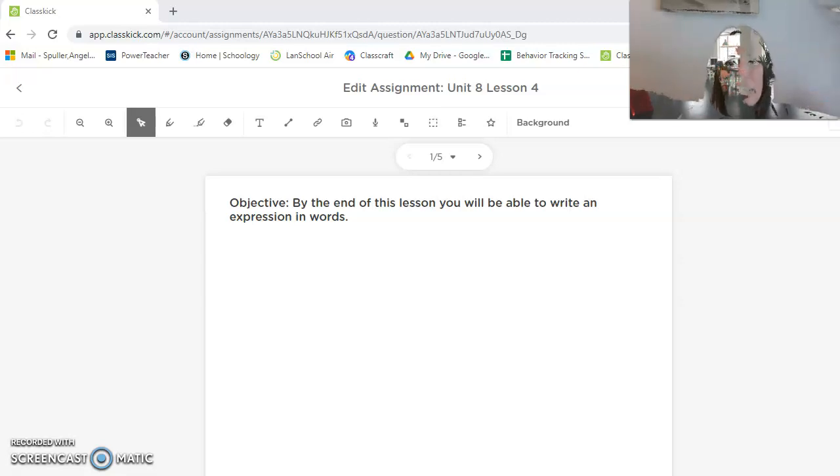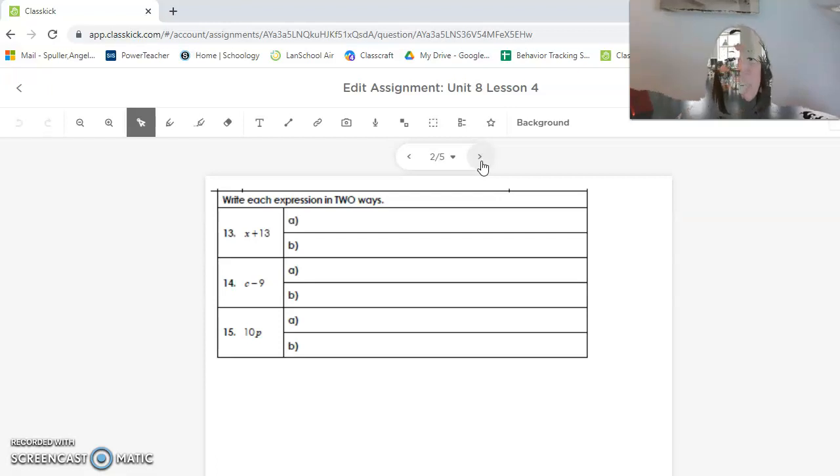The objective of this lesson is that you will be able to write an expression using words. All right, so we're going to write the expression in two different ways just to get a little bit more practice. So the first one, here we have X. So instead of saying X, we're going to say a number.